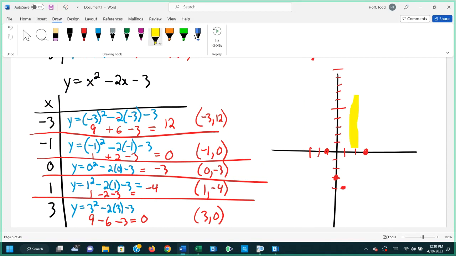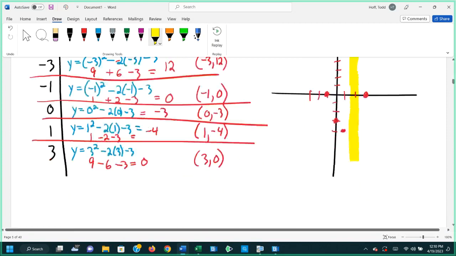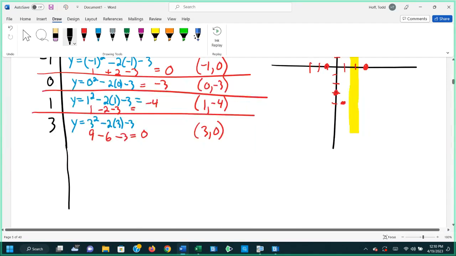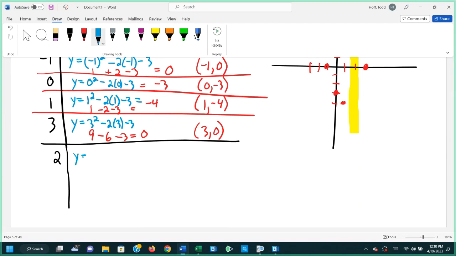At the very least, I need to know what happens in here where x is 2. So like we said, sometimes we got to pick more points for x and try them. Let's try x equals 2. So if x is 2, y equals 2 squared minus 2 times 2 minus 3. 2 squared is 4. Negative 2 times 2 is negative 4. Minus 3. Well, 4 minus 4 is 0. Minus 3 is negative 3. So when x is 2, y is negative 3. So 2, negative 3 would be a point right there.